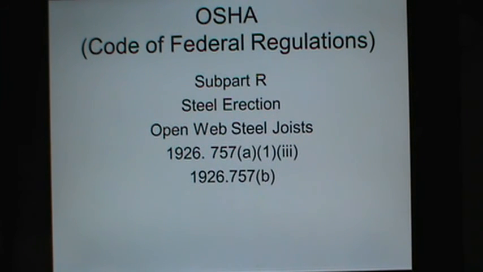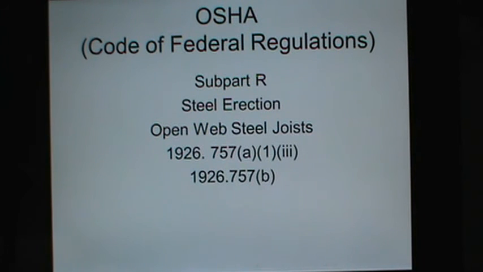Subpart R is about steel erection, and we're going to go first of all to section 757, where OSHA addresses open web steel joists. 757(a)(1)(iii), hoisting cables shall not be released until the seat at each end of the steel joist is field bolted.